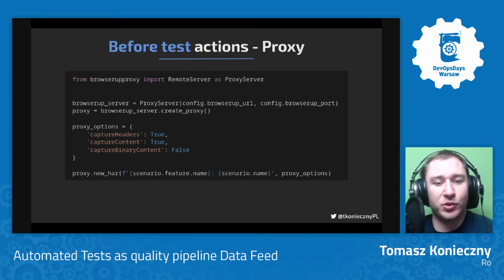Then we need to initialize it to create the proxy instance. It will open a port here, and then we have some configuration. So proxy options: whether we want to capture headers, capture content, or capture binary content. In most cases, I used only the first 2 of them. So I captured headers and content because these are the most useful. But sometimes you might also need the binary content. So it's good to know that it's also possible to do it. And then we can start logging. So proxy new HAR. We can pass some custom metadata here, in this case feature name and scenario name. And we can pass these proxy options here, so what exactly should be logged. That's all we need to do related to the proxy server.